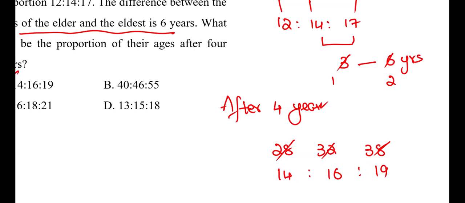Question related to ages. The difference between elder and eldest is 6 years, they mentioned. Here in ratio the difference is 3, but as per the age it is 6 years. So one unit relates to 2 years, we can consider. Right. So when you solve, we finally got 14, 16 and 19.